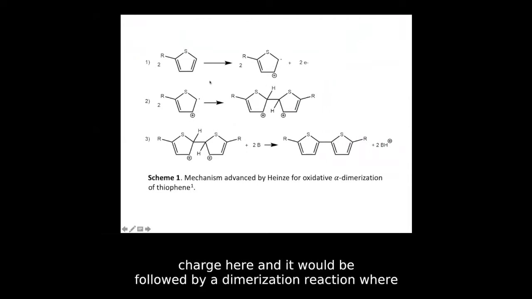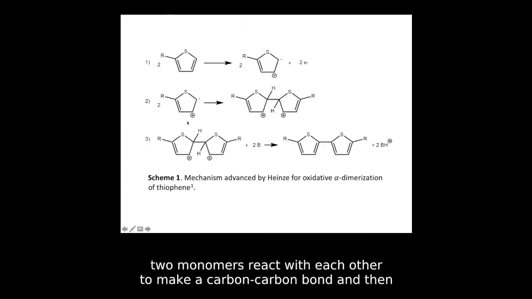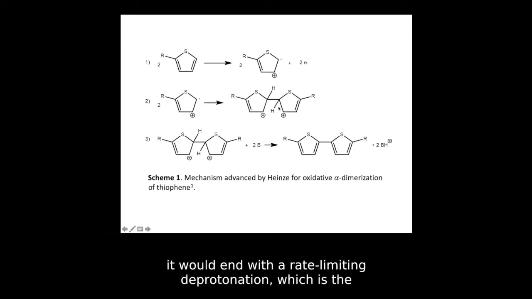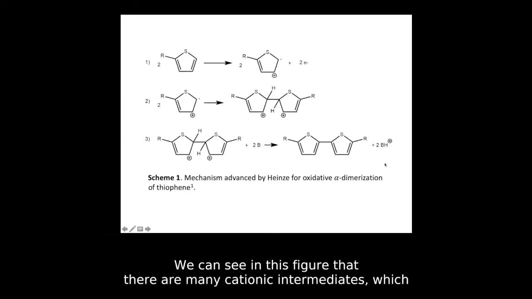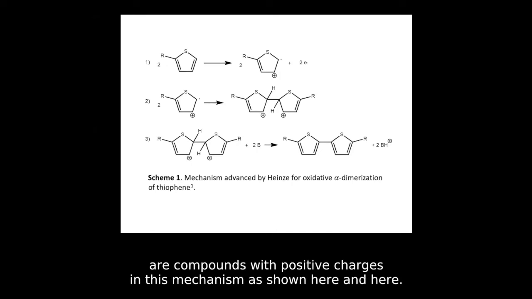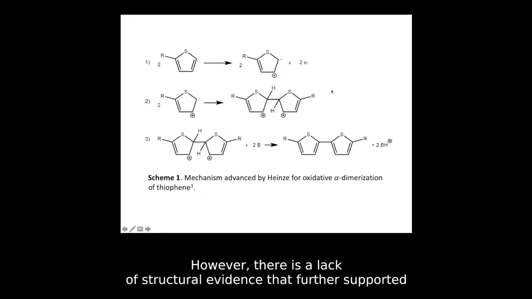And it would be followed by a dimerization reaction where two monomers react with each other to make a carbon-carbon bond. And then it would end with a rate-limiting deprotonation, which is the removal of these two protons here and leaving this product here. And we can see in this figure that there are many cationic intermediates, which are compounds with positive charges in this mechanism, as shown here and here.